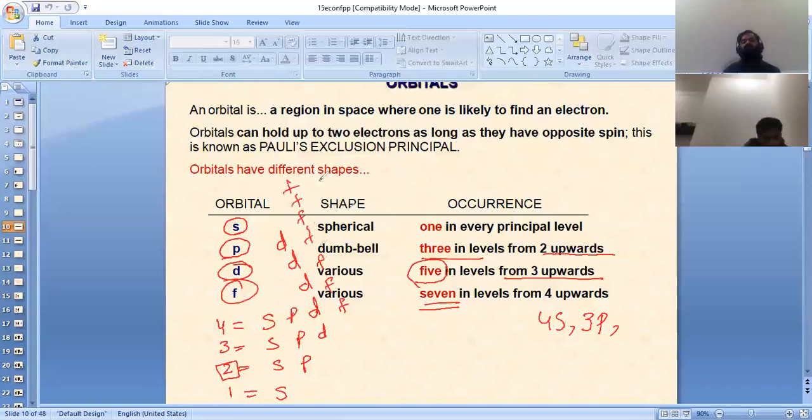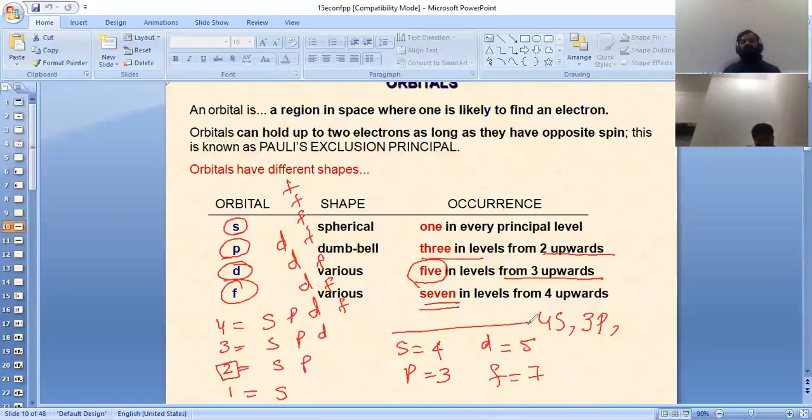Overall, the numbers you need to remember: total S will be maximum 4 according to the discovery of protons. Total P will be maximum 3. Total D will be 5. And total F are 7.